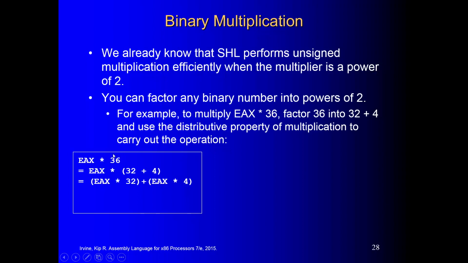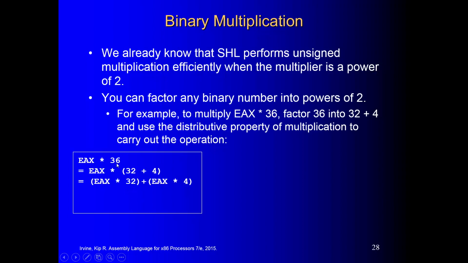We can break down 36 into 32 plus 4. And 32 is 2 to the 5th power. And 4 is 2 to the 2nd power. So we can use shifting EAX to the left 5 times to get this result. And we get EAX shifted to the left 2 times, we get this result. Finally, we put the 2 results together to get the total result for this multiplication.